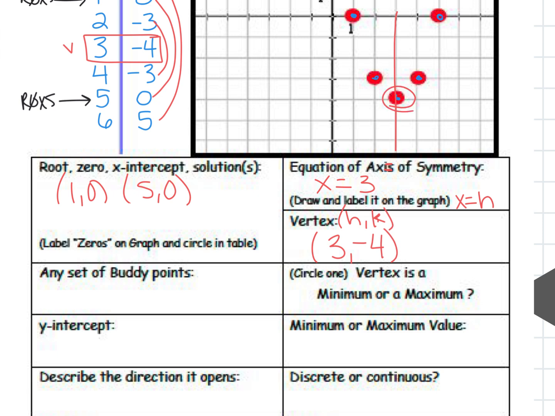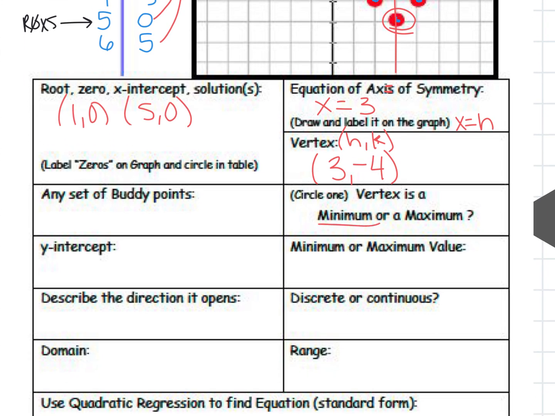Is it a min or a max? It is a minimum. It's at the bottom. And what is that minimum number? -4. Remember, this is your K, right? It's just the y value. There's no x equals or y equals. It's just the number. Do we have any buddy points?